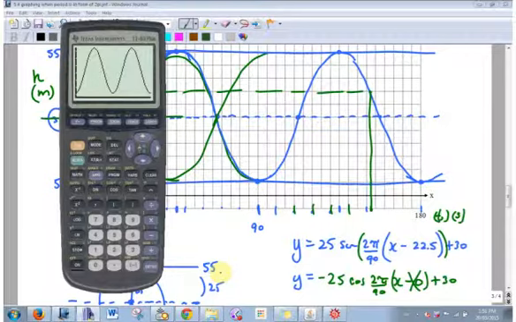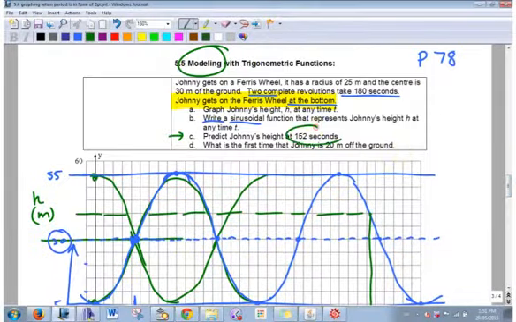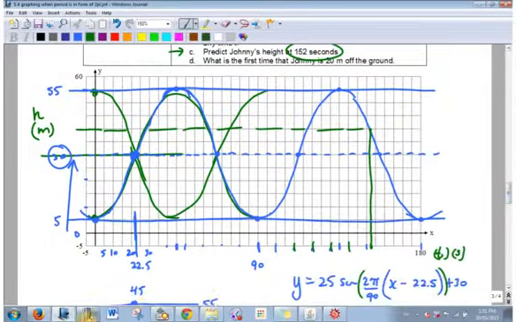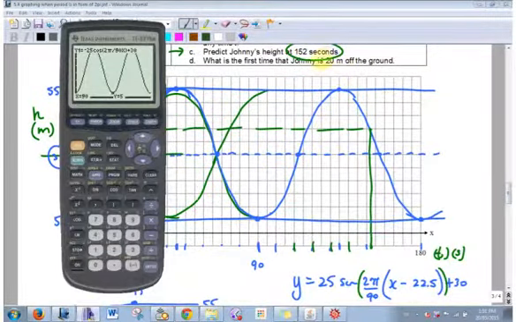Yes, it does look like the blue line. Trace. I want 152. Is that X or Y? Do you want to hold that trace button until it gets 152, or do you just want to go to 152? Exactly to the hundredths, that will tell me the height at 152 seconds. 39.4, okay?